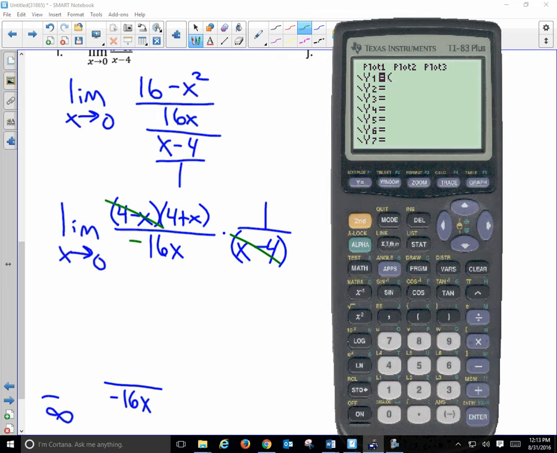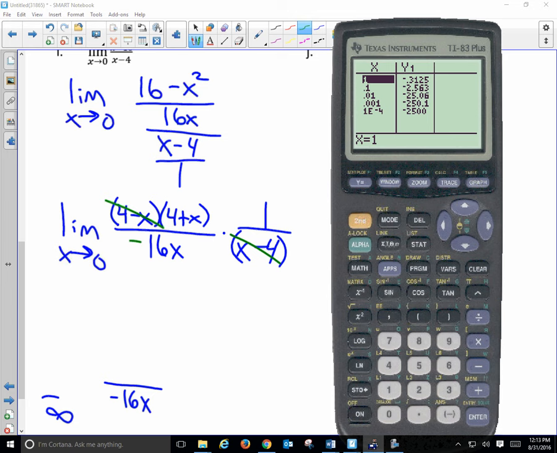I'm going to take 4 plus x and divide it by negative 16x. And I'm going to zoom standard. Kind of tough to see what happens there, huh? So what's the x value approaching? So let's approach 0 by using our table.